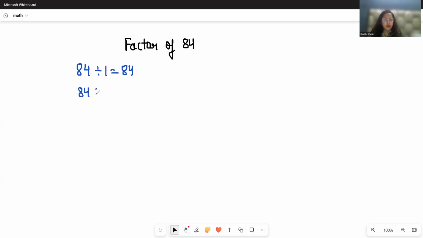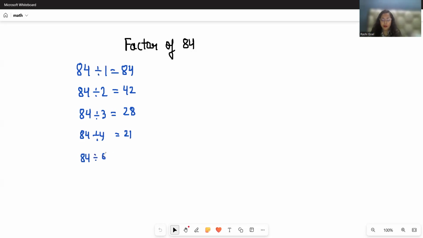Now 84 is an even number, so divided by 2 gives 42. Now the sum of 8 plus 4 is 12, so it can be divisible by 3 as well, giving 28. 84 divided by 4 gives 21. 84 cannot be divisible by 5 because it does not end with 0 or 5.